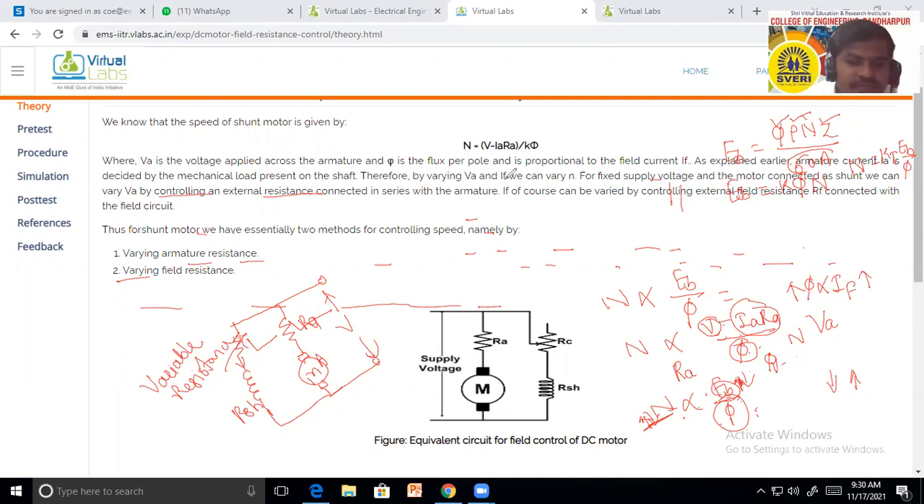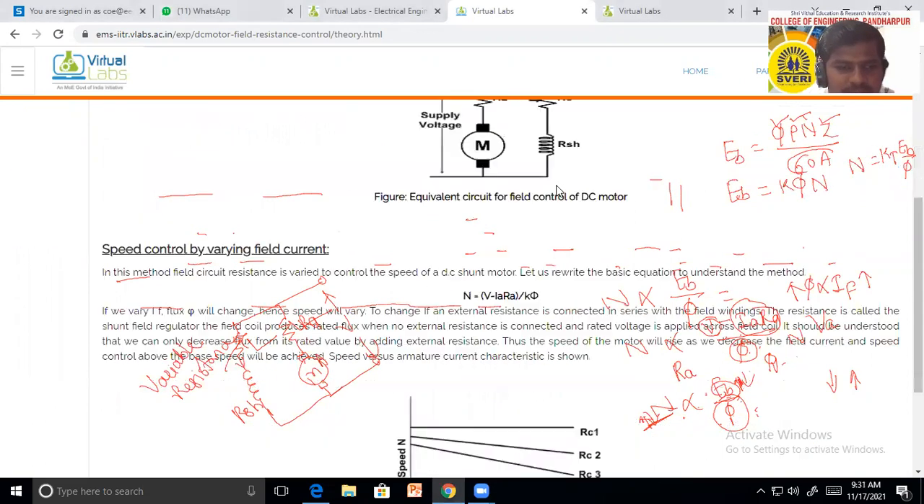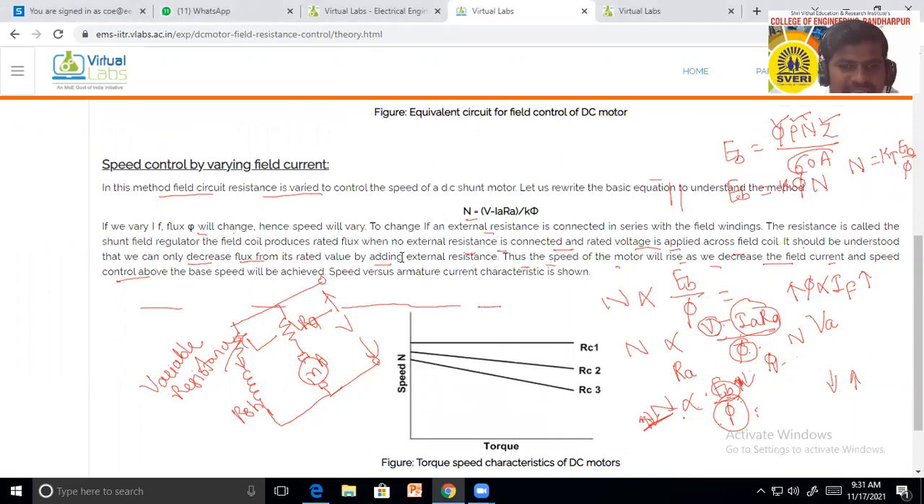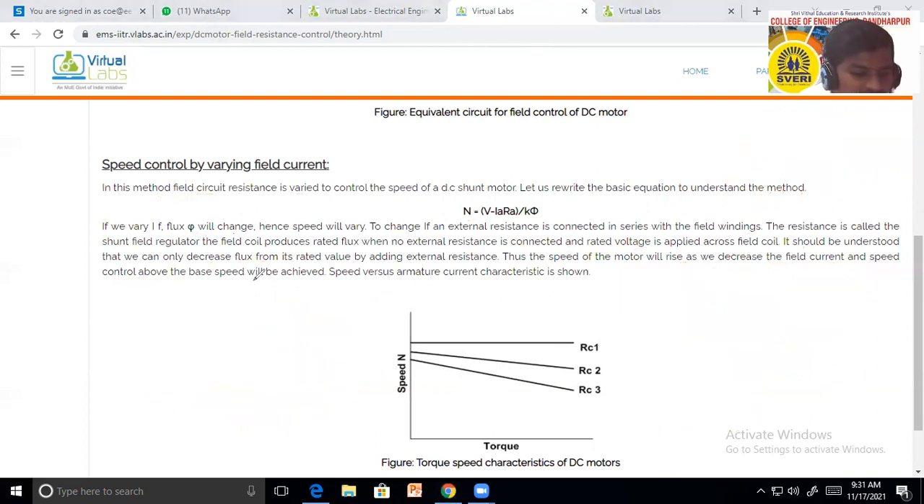What will happen to the value of speed? It will change. Okay, so speed can either increase or decrease. We will see, and we will plot the graph when we are doing the field control technique. Okay, see how the graph will come. So see, speed control by varying the field current.